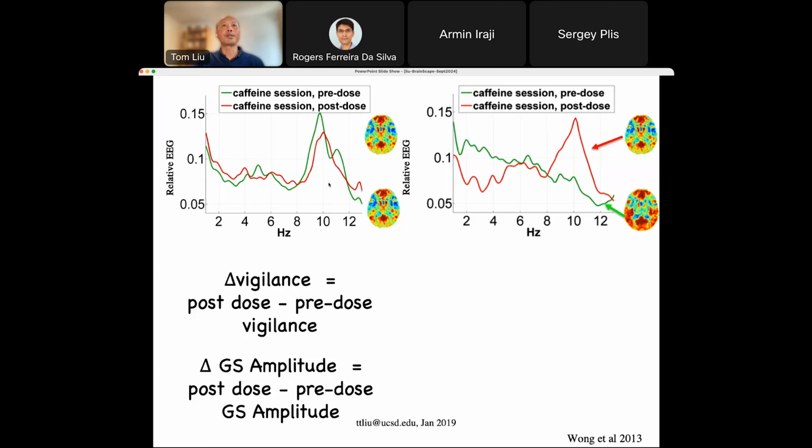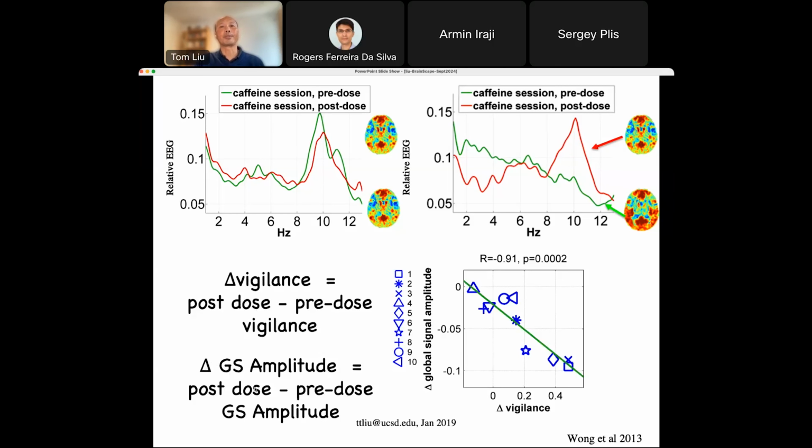And so what we can do is, for every subject, look at the change in their vigilance with the caffeine dose and also the change in their global signal amplitude. What we find is a very striking relationship between the change in the global signal amplitude and the change in vigilance, and in this case these are due to caffeine. The intersubject variability, at first, we were disappointed that some subjects didn't show an effect, but then we found that we could use that to map out this intersubject variability quite nicely.